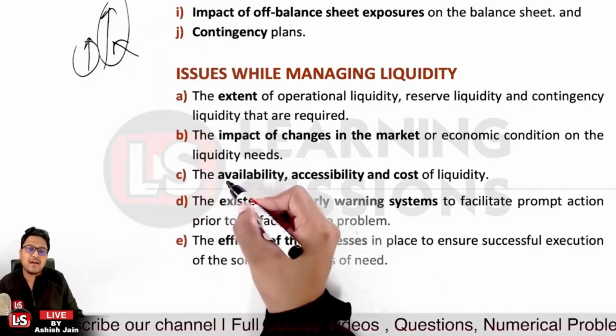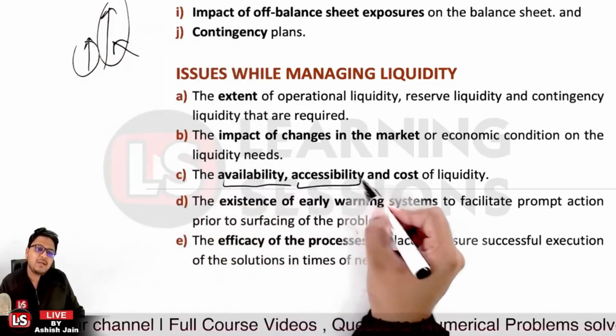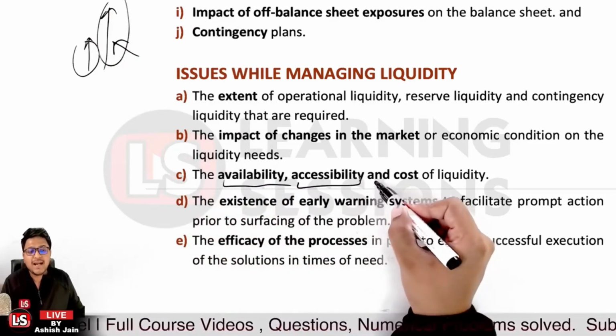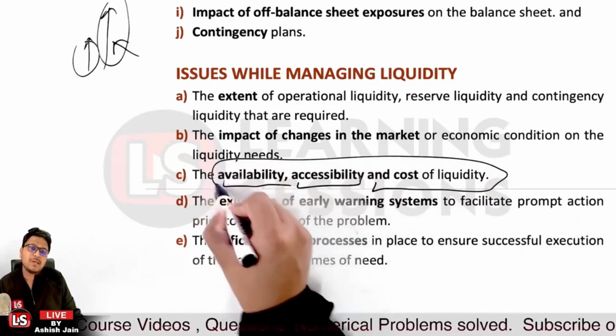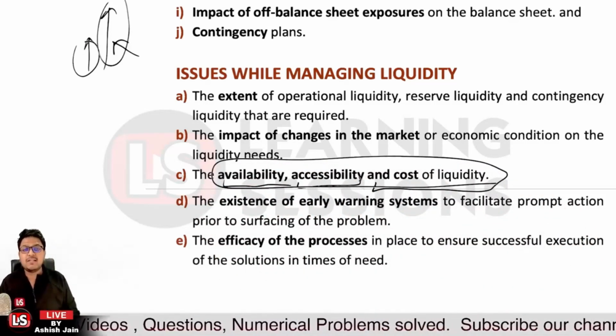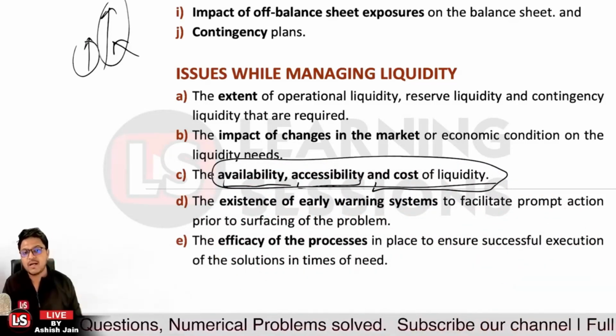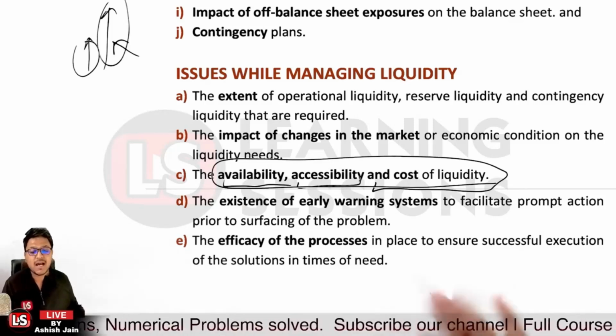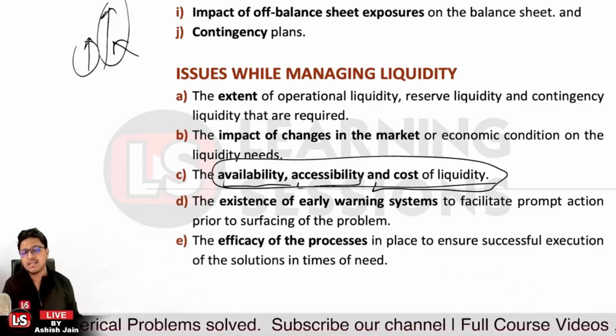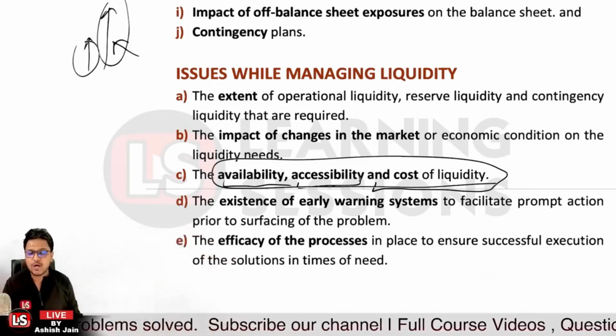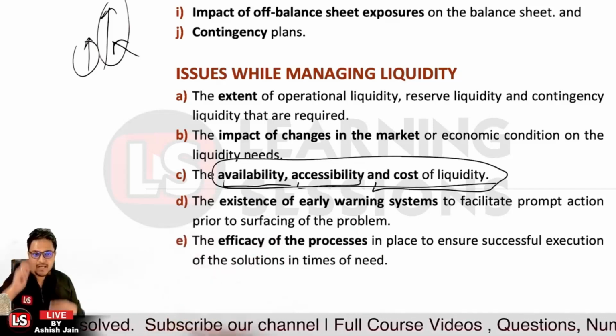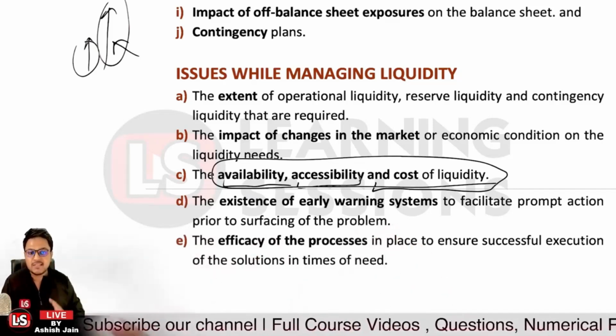And also you must have the availability, accessibility, and further a reasonable cost of the liquidity. It shouldn't be the case that you require some extra or surplus liquidity and you have to pay way more than the market price. That's not actually required. So you must have the funds available and also accessible, but at a reasonable cost.